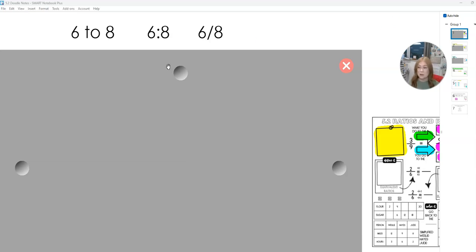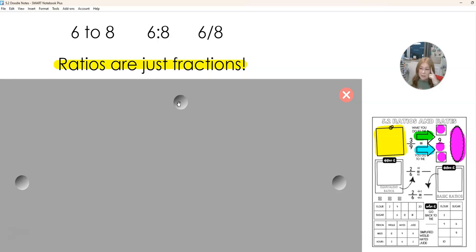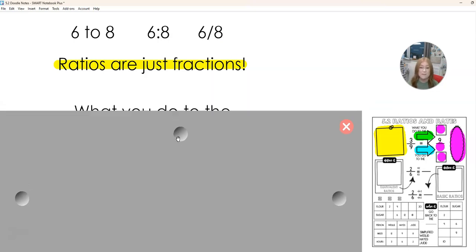So we just learned in our last section that we can write a ratio 3 different ways: with the word "to", with the colon, and as a fraction. And we need to remember that these are really just fractions. A ratio is a fraction. So if it gives you a ratio like this, you can rewrite it as a fraction. And that's going to help us make some connections to what we're going to learn about in 5.2.